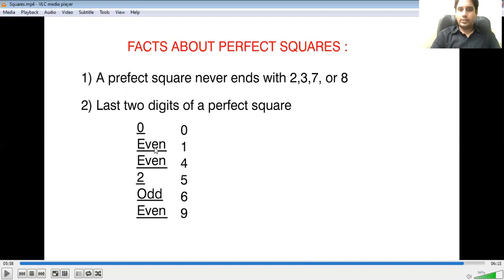1 is odd, the second last digit is even. 6 is even, the second last digit is odd. 9 is odd, the second last digit is even. The only exceptional case is 4, which is preceded by an even digit, an even-even combination. 0, 0 is fixed; before 5 comes 2, it is fixed.